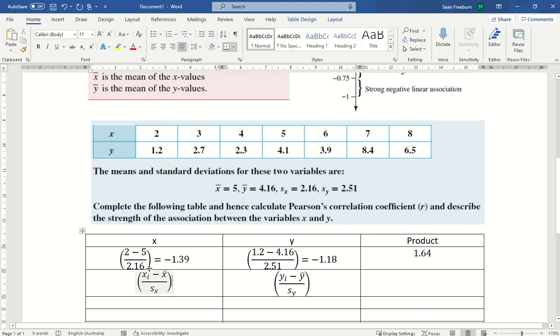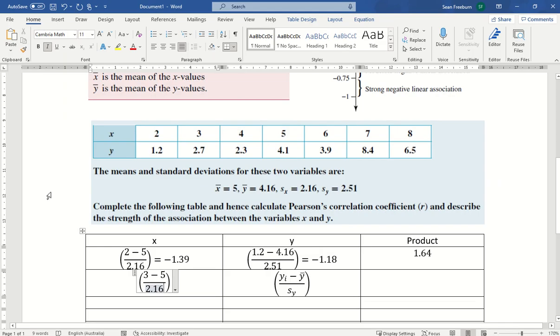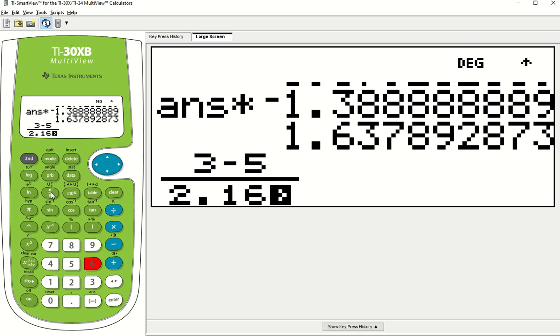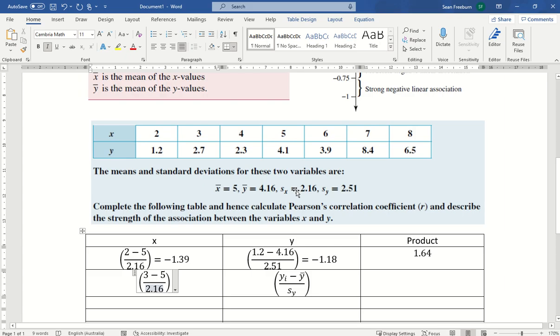Then I need to do that for the next X and Y coordinate. So the next X coordinate is 3, take away 5 over 2.16. So in my calculator, 3 take 5 over 2.16, and I get an answer of -0.93. Yeah, pretty tedious, I know. I need to do that again for Y.